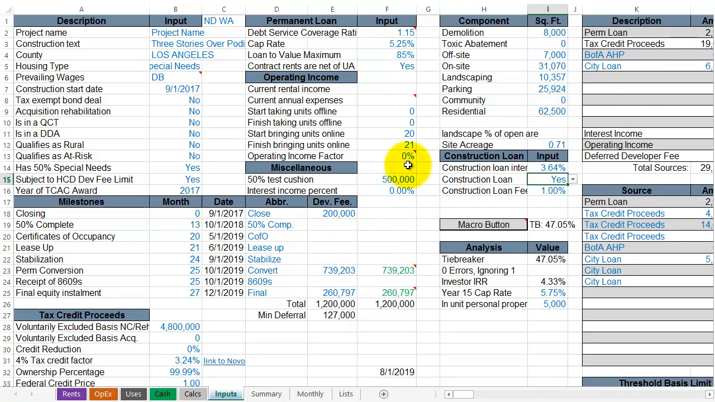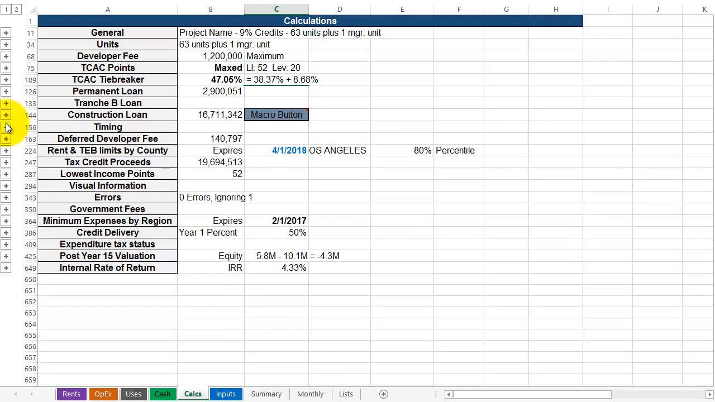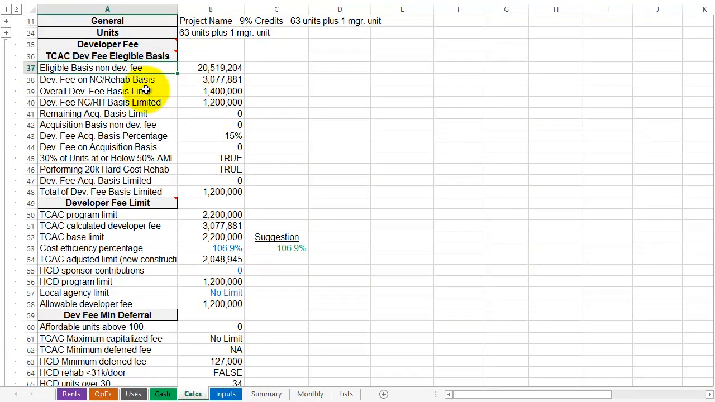But it allows you to get a lot of information in one location, and the person preparing the financial model can do so efficiently. Also, in the calculations area, you can have huge, robust calculations and you can organize them by certain things. Well, let's talk about the developer fee calculation. Let's open up this section and we can go line by line.